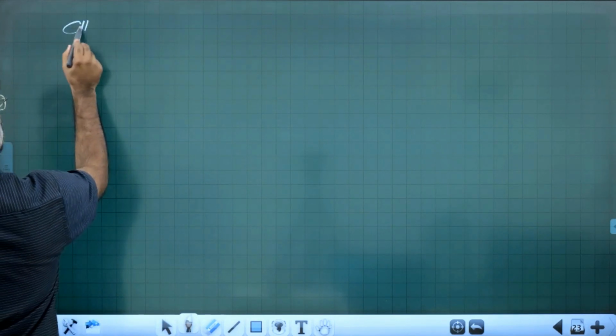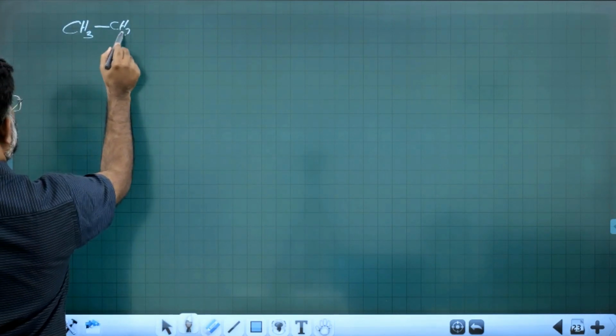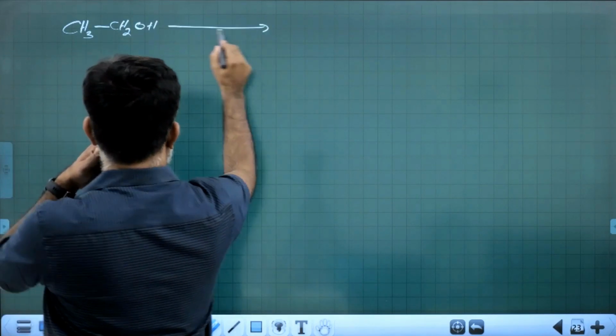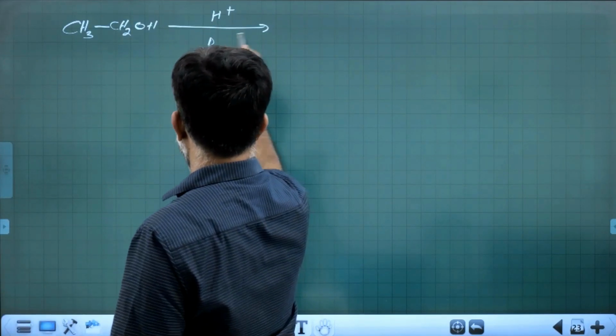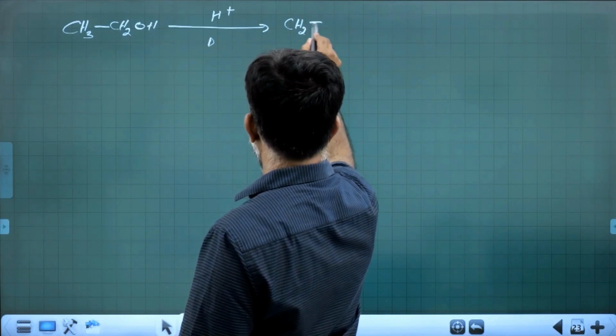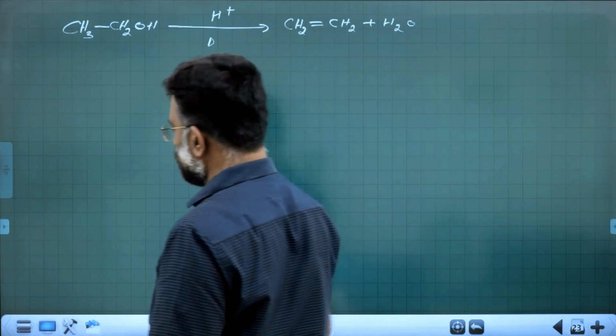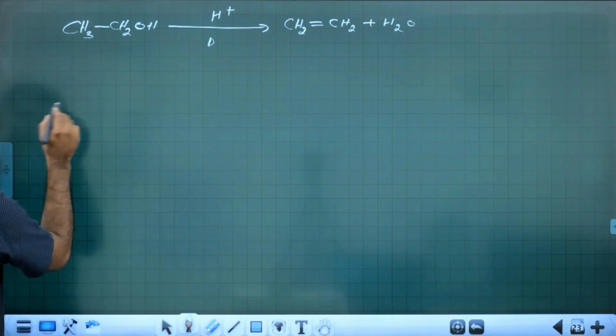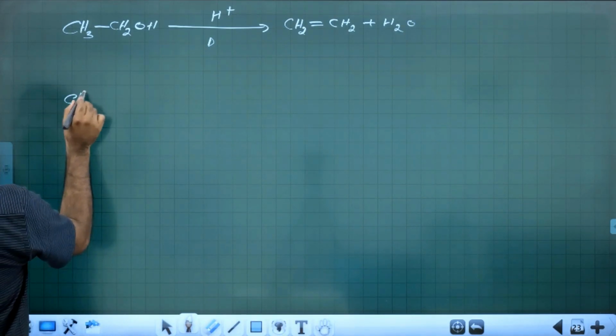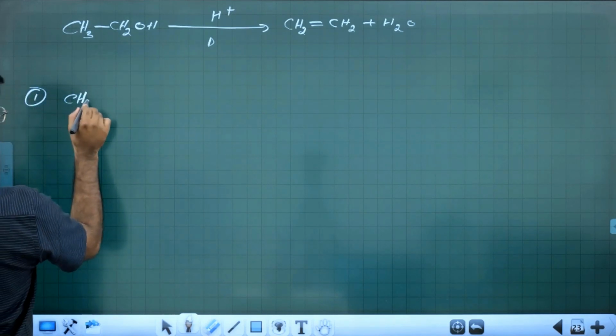Suppose we take CH3CH2OH heated with sulfuric acid. We get CH2=CH2, liberating water. This is the process. What is the reaction involved? The reaction involved is step 1.